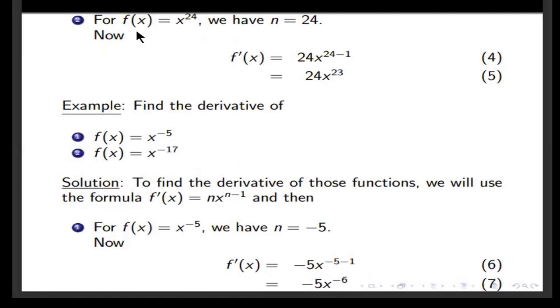In the second example, for x to the power of 24, we have n equal to 24. Our n is 24. Now, using the previous formula, f prime at x is equal to 24 times x to the power of 24 minus 1, which is equal to 24 times x to the power of 23.